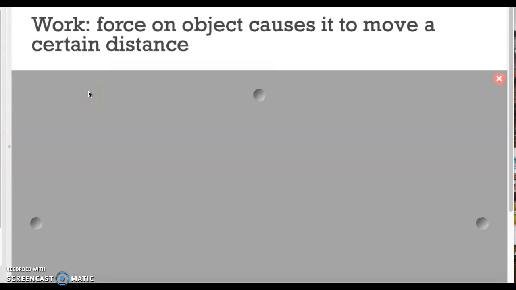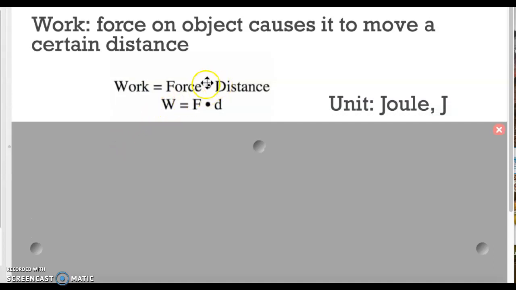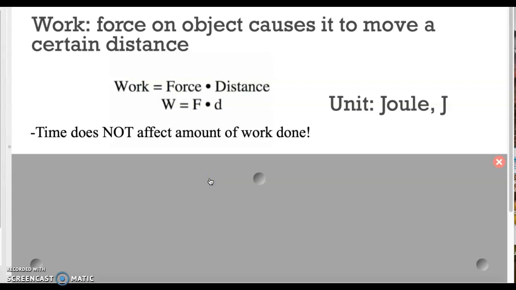Work is any force on an object that causes it to move a certain distance. So we have a mathematical formula for that. Work equals force times distance. And we use the unit joule, with a J. Something to note about that is that time does not affect the amount of work done on an object.